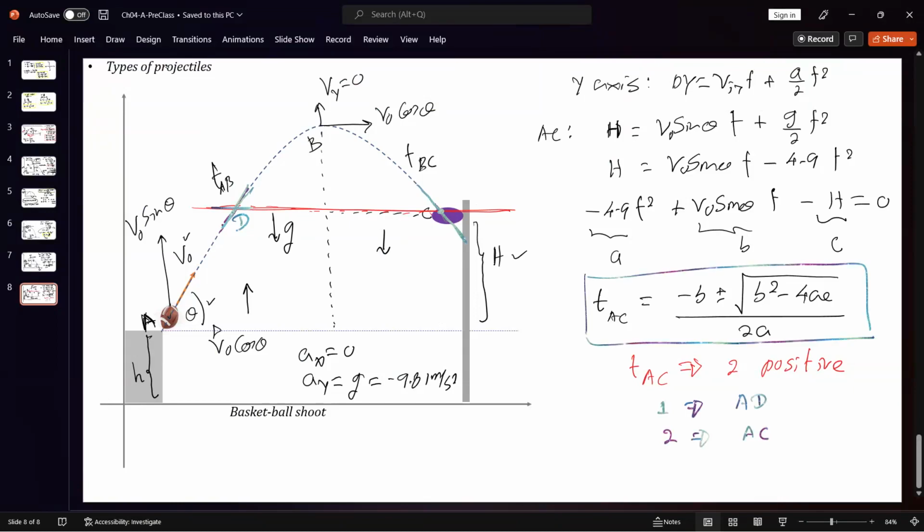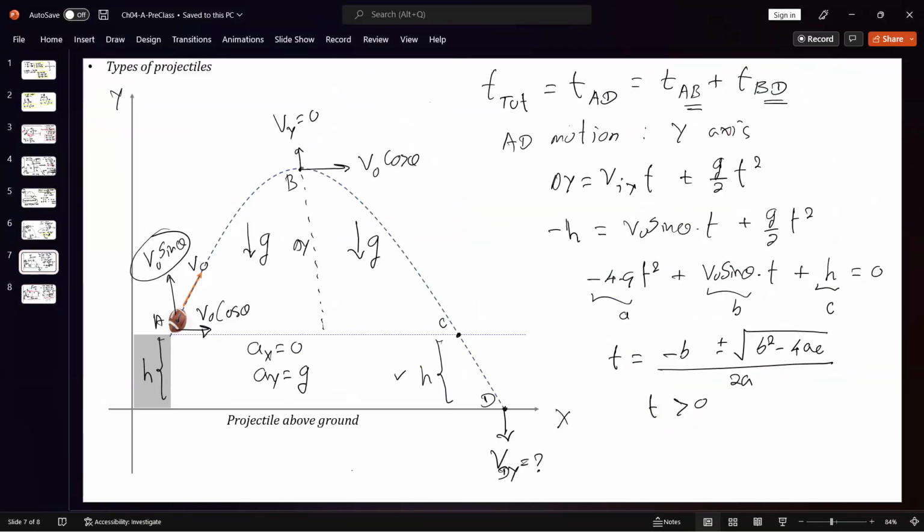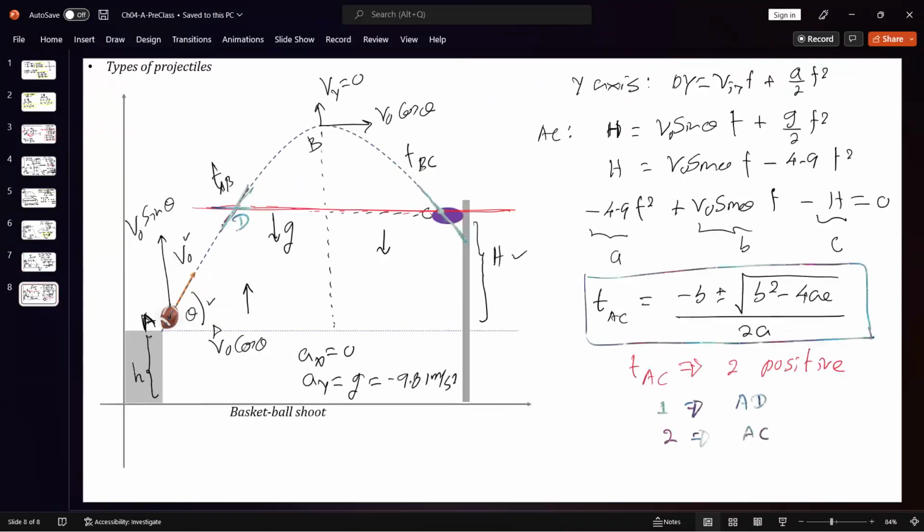Sometimes we might end up with just one positive answer, like in the previous case, because it's not cutting at two places. A to D, you can have only one time value. But here, you can clearly see you should have two time values, A to D motion and A to C motion. So we will end up with two different positive time values. Okay, we will do real problems with real-life numbers during the class time.